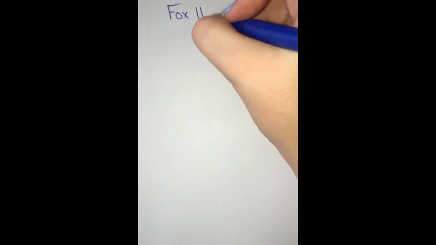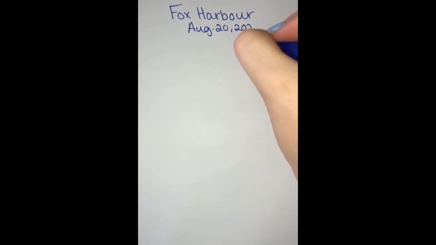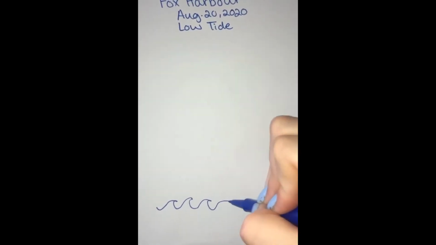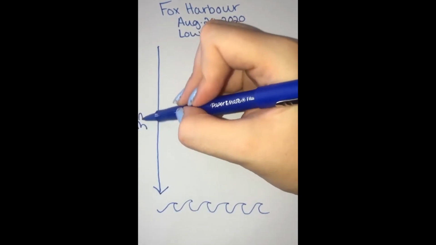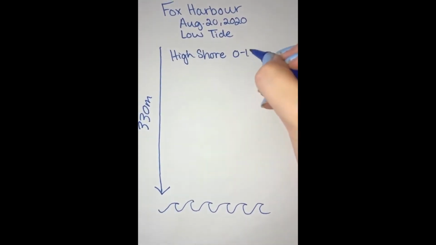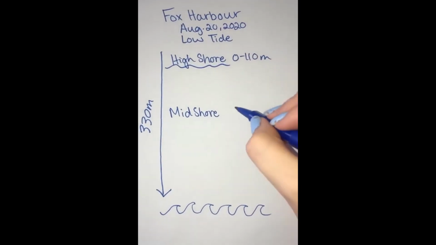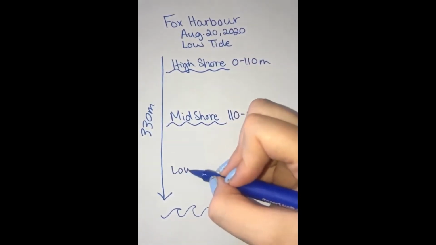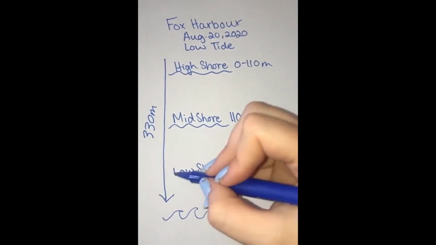So this is just a quick summary of the raw data that was collected during my sampling. Samples were taken on August 20th, 2020 during low tide. The distance between the high shore to the open ocean was about 330 meters. The high shore samples ranged from 0 to 110 meters. The mid-shoreline samples ranged from 110 to 230 meters. And the low shore samples ranged from 230 meters to 330 meters.